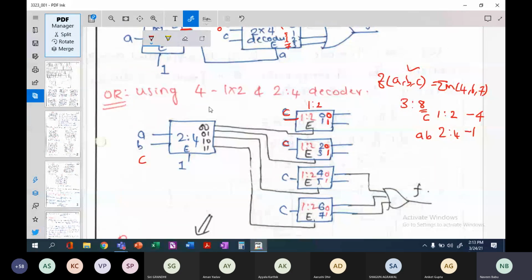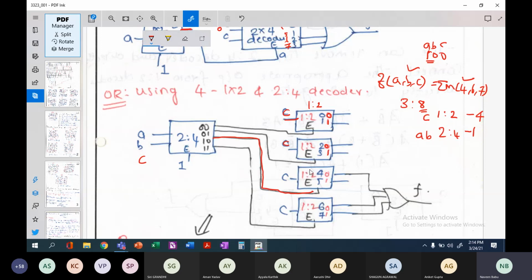If, for example, I want the 4 function, 4 corresponds to 1, 0, 0, which means that AB must be 1, 0 and C must be 0. So when AB is 0, this particular line will be selected. Sorry, yes, correct, this will not be selected. When AB is 1, 0, the third line is selected. Which is the third line? This line will be selected.